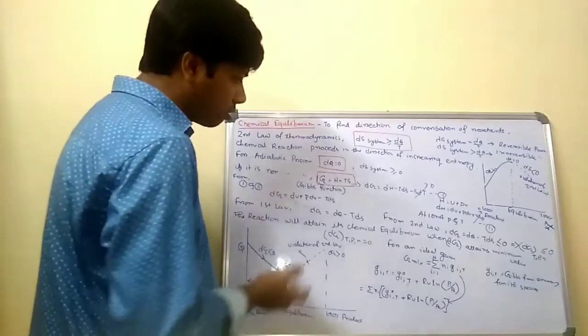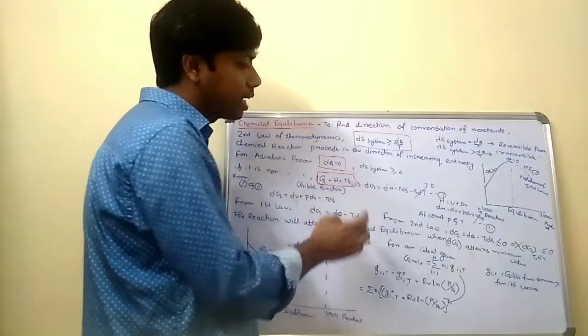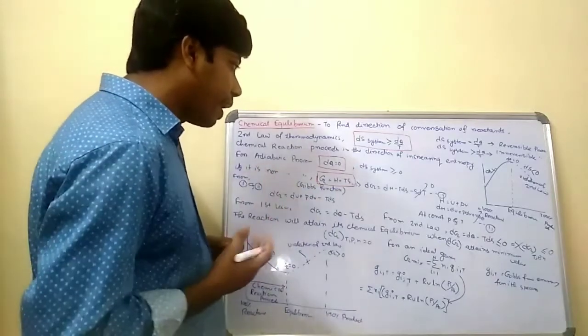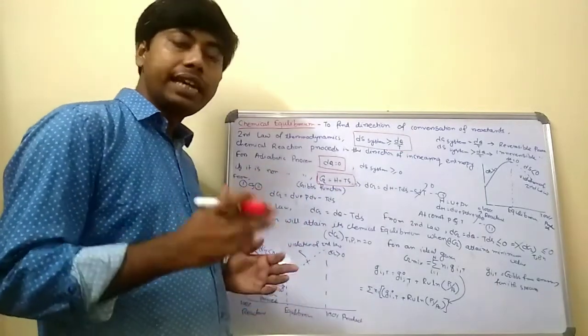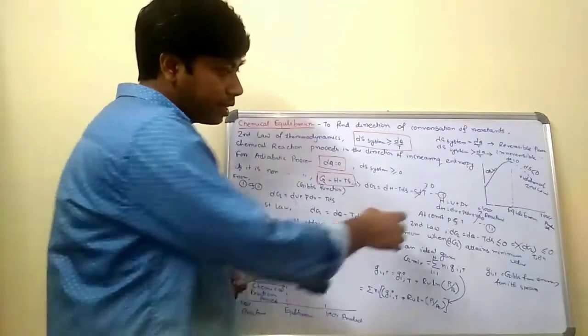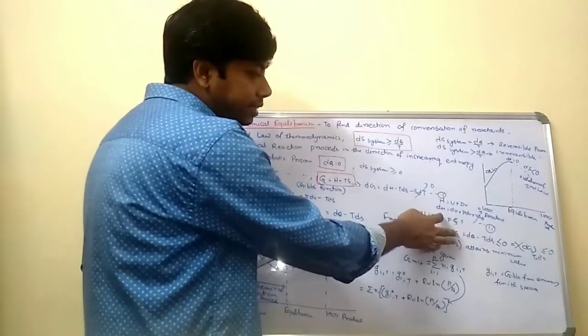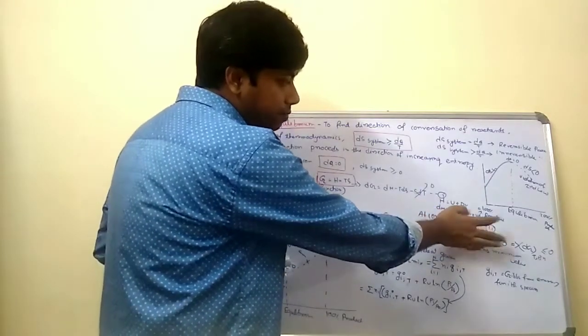Now if you differentiate this term, it will be dG is equal to dH minus TdS minus SdT. And from the concept of enthalpy, H is equal to U plus PV, right? If you differentiate, you get dH is equal to dU plus PdV plus VdP.